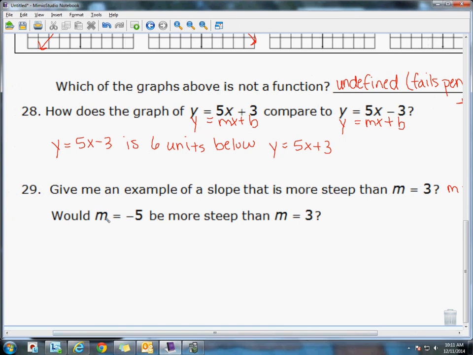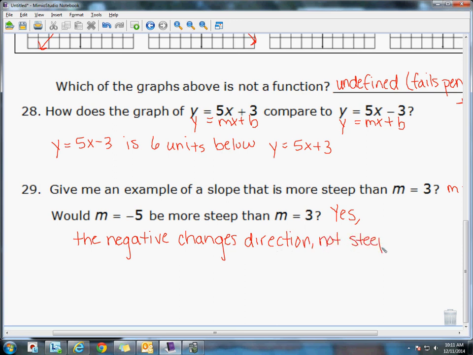And then the last one said, would m equal negative 5 be more steep than m equals 3? Okay, well remember, all the negative does is change direction. So you're just looking at the other side of a mountain. So m is equal to 5. That would be steeper than m equals 3. So we're going to put yes. And the reason why is because the negative changes direction, not steepness. And I'll draw a little picture here, or at least attempt to help show you what I mean.